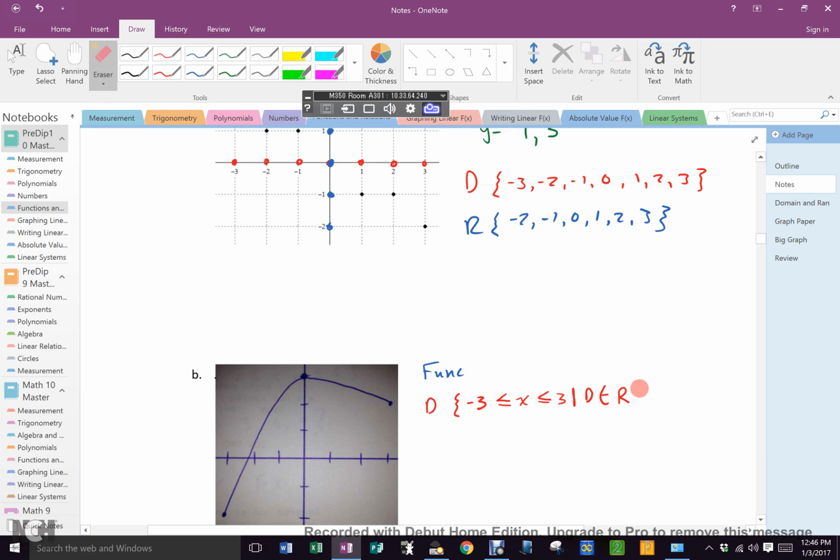And then we close off the set. The R stands for real numbers. Remember, we talked about that last unit, right? That means everything. All the fractions, all the decimals, everything. Got it? So what then is the range?